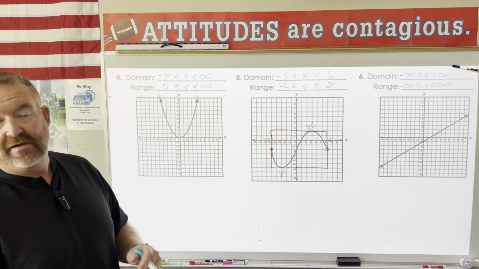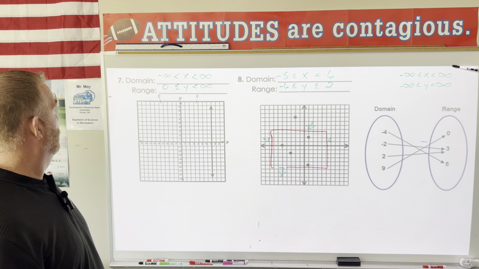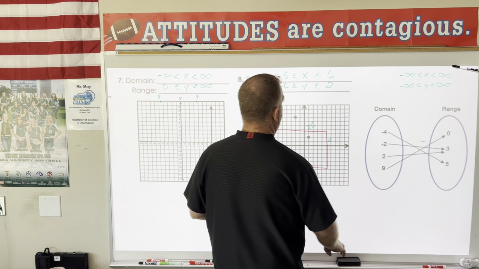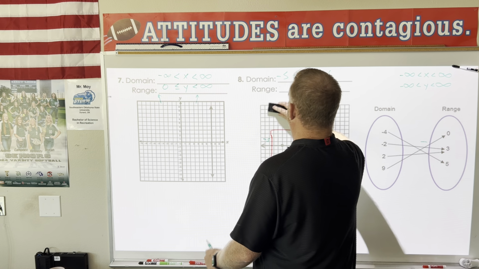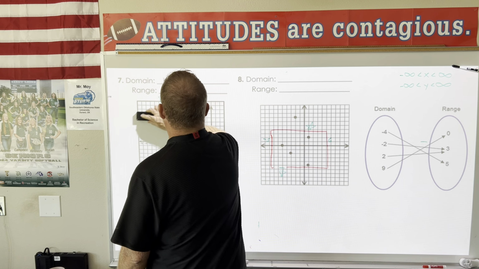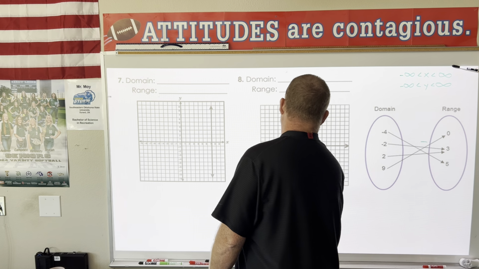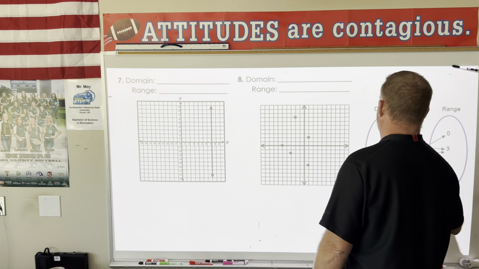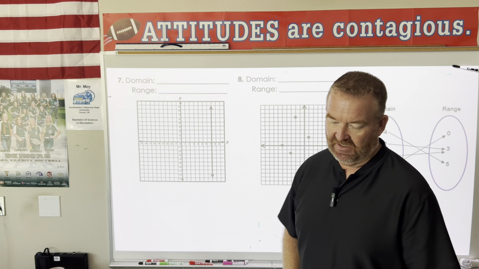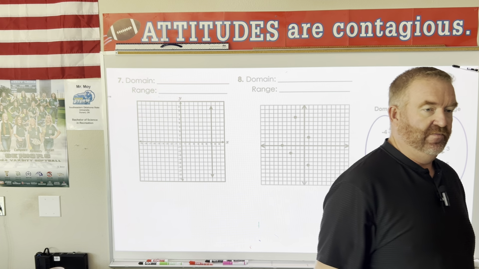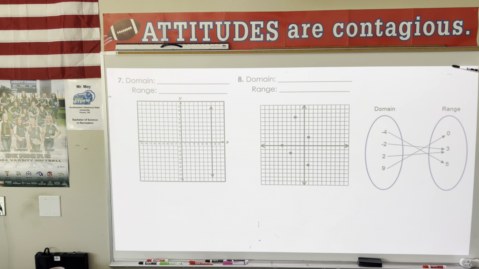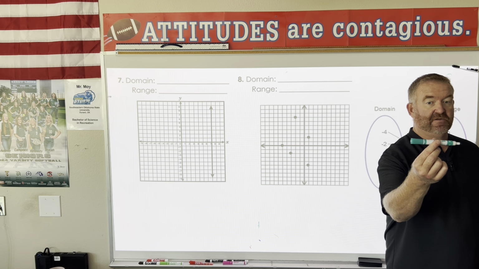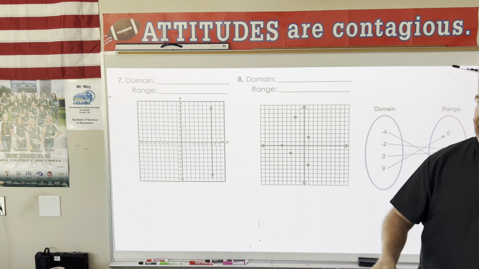Everybody good? All right, let's do number 7. What kind of line do we have? Well, it's continuous, but what else is it? Well, it's infinite, but it's also straight up and down, which is undefined. It's not constant. Constant is sideways. That's this one.